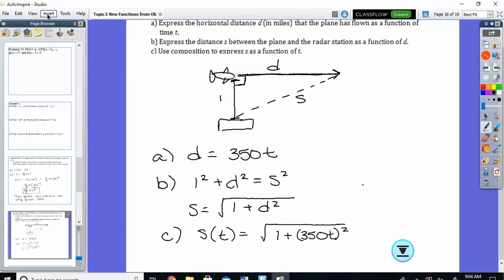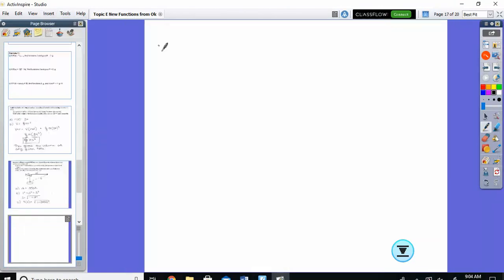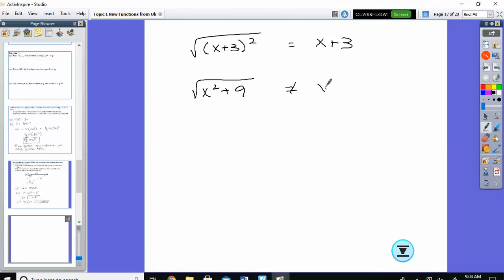Let's see if I can come up with a good explanation why. You know that if I said the square root of x plus 3 squared, that is just x plus 3, right? We agree with that. But if I said the square root of x squared plus 9, that is not x plus 3. Here's why. A square root means you should be able to take this thing times itself and get what was in the middle.